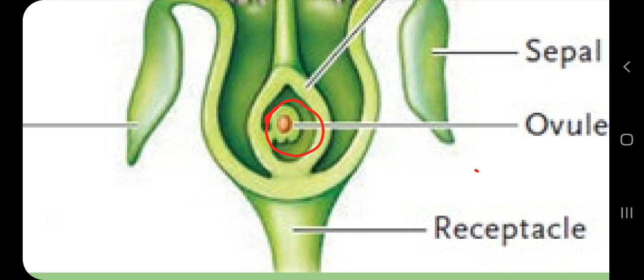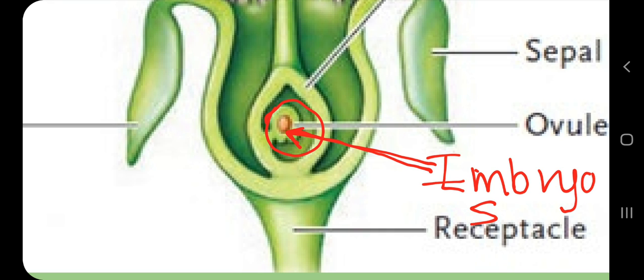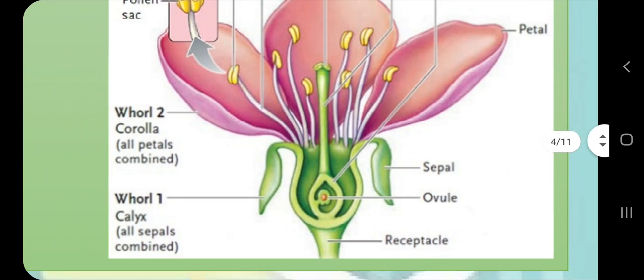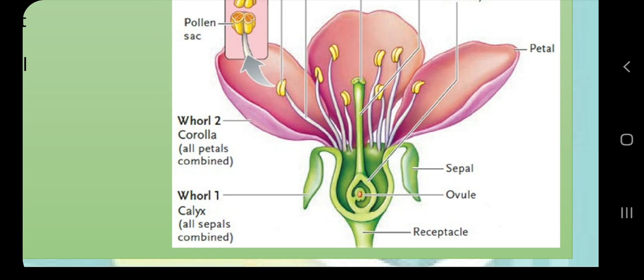This is the ovule, and you can also see a slightly red kernel-like structure inside the ovule. This is called the embryo sac. As the name suggests, this is a pouch for the embryo. And this embryo sac is exactly the female gametophyte. So what is female gametophyte? The embryo sac within the ovule, within the ovary of the carpel.